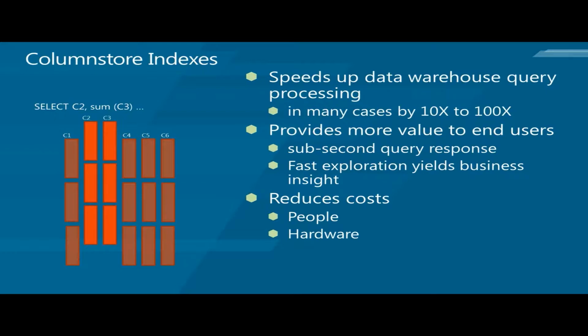In addition, there'll also be reduced costs. So cost savings come both from people costs and from hardware costs. So people costs will be reduced because it takes less effort to build your data warehouse in many cases when you're using column stores.